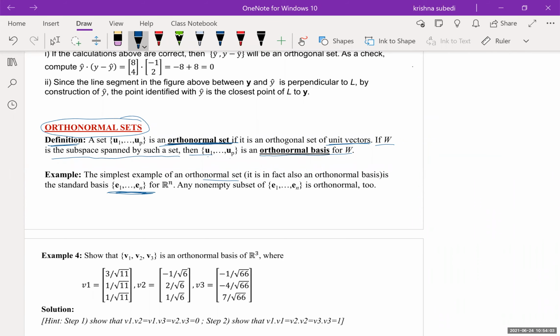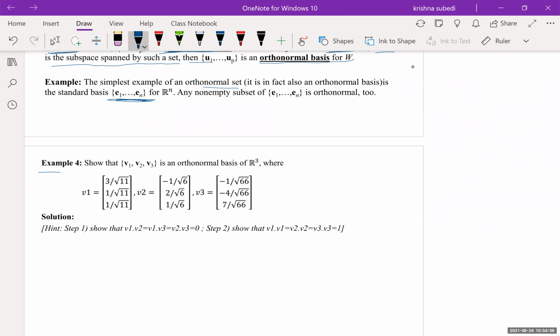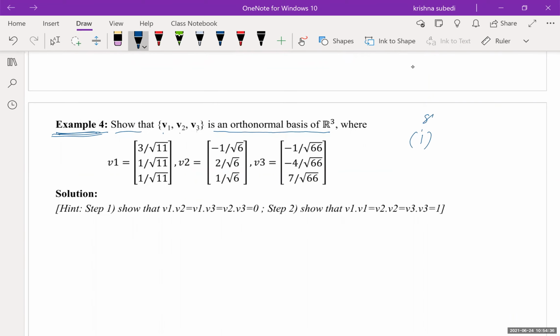Now let's quickly look at this example 4, and I think you understand what we are talking about in that theorem. First of all, we need to show that v sub 1, v sub 2, v sub 3 is an orthonormal basis of R3. Do you want to try it by yourself? Here is a hint. We need to show two things. One is they are orthogonal. First you need to prove that they are orthogonal. So two conditions.